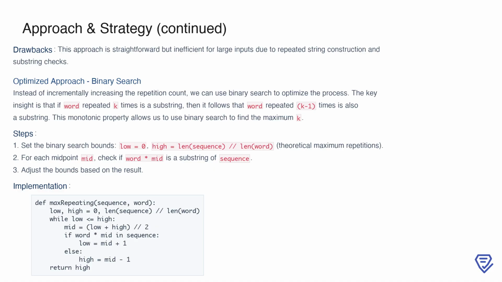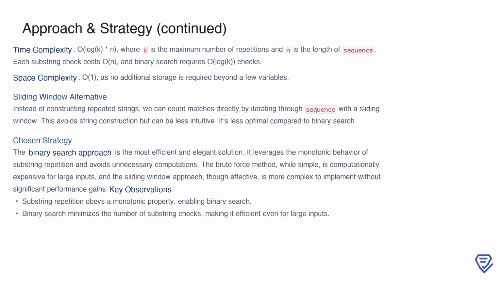If the substring exists, we move the lower bound up, otherwise, we reduce the upper bound. This method drastically reduces the number of substring checks needed compared to brute force. The binary search approach offers significant improvements in efficiency.